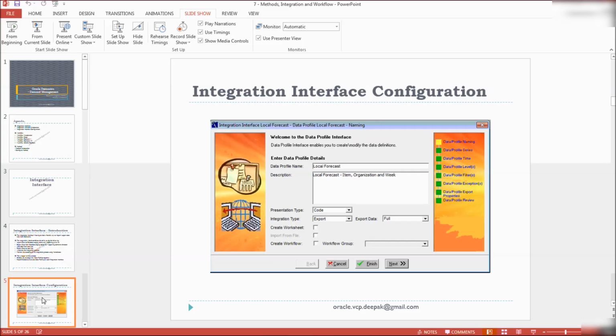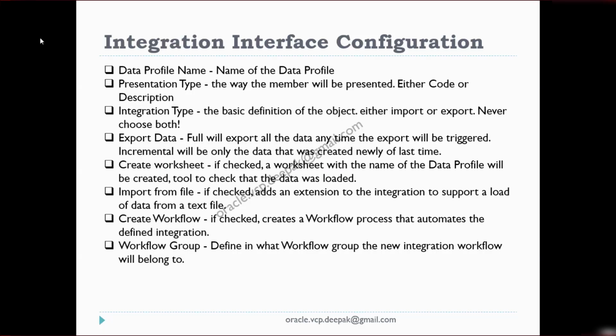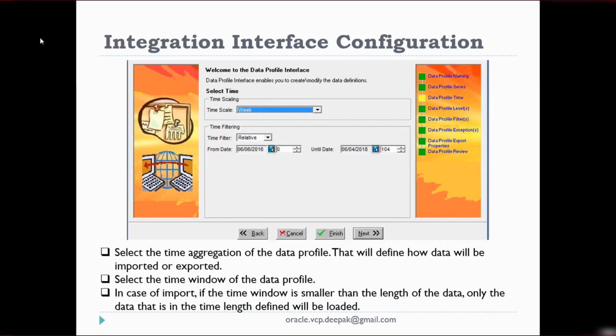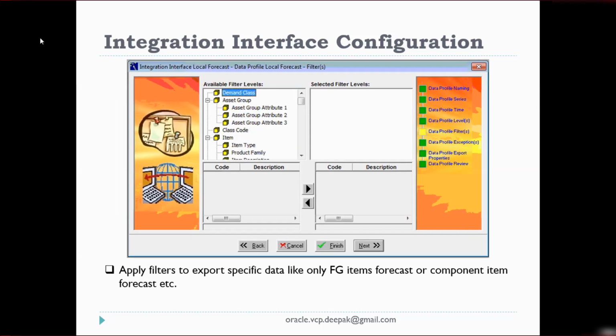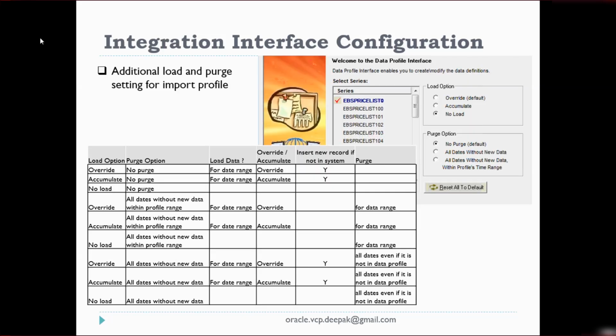So we have seen this import integration profile and export integration profile. These are the options which you can select, and it's the same description. Now this is the one: the additional load and purge setting is for import. So this is the screen.